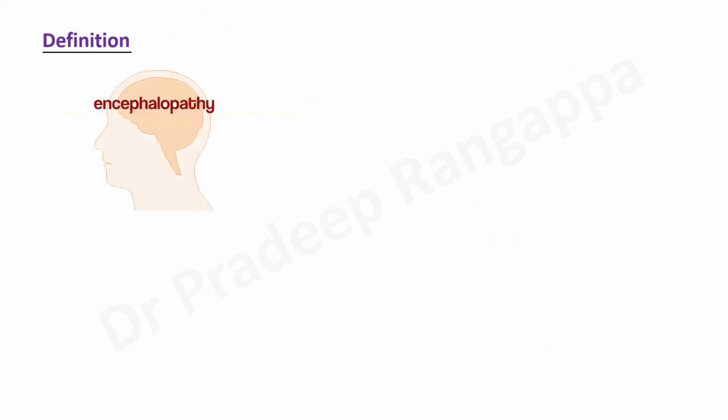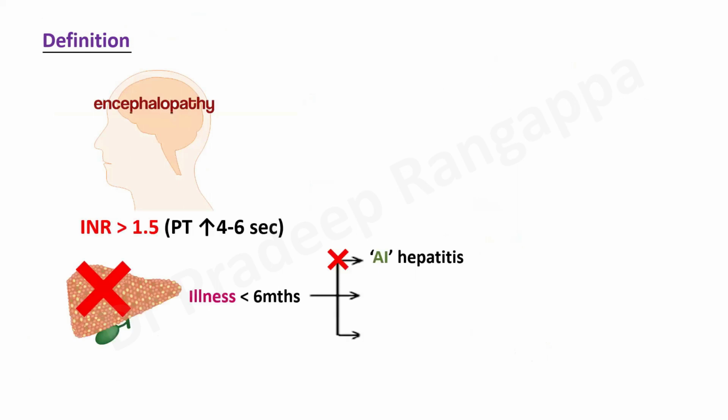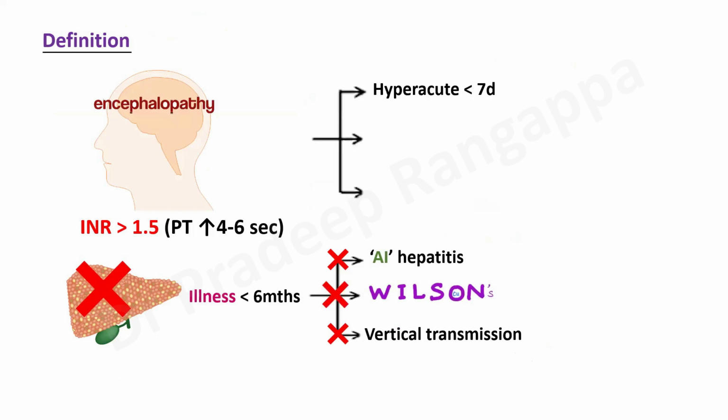The definition of liver failure is someone who has encephalopathy and INR more than 1.5 with no previously existing liver illness in the last 6 months. There should not be any autoimmune hepatitis. They should not have any Wilson's, or any vertical transmission. Liver failure can be categorized into three variants. Hyperacute is where liver failure occurs within 7 days. Acute is 7 days to 28 days, and subacute is 28 days to 6 months.